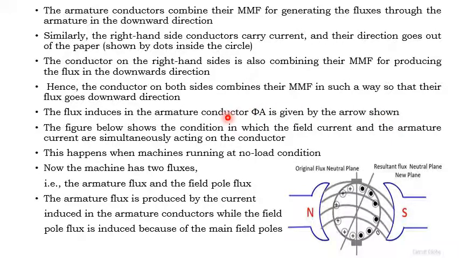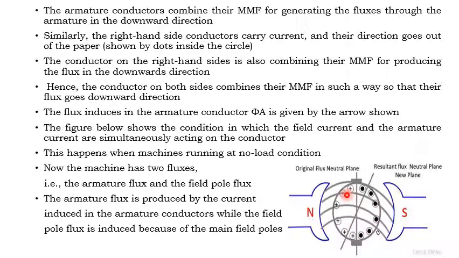Now the flux which is produced by the armature conductor. The direction of the flux shown here in the earlier diagram gives the magnitude of the armature flux. Here I just consider one more figure shown below, where one more condition is considered.